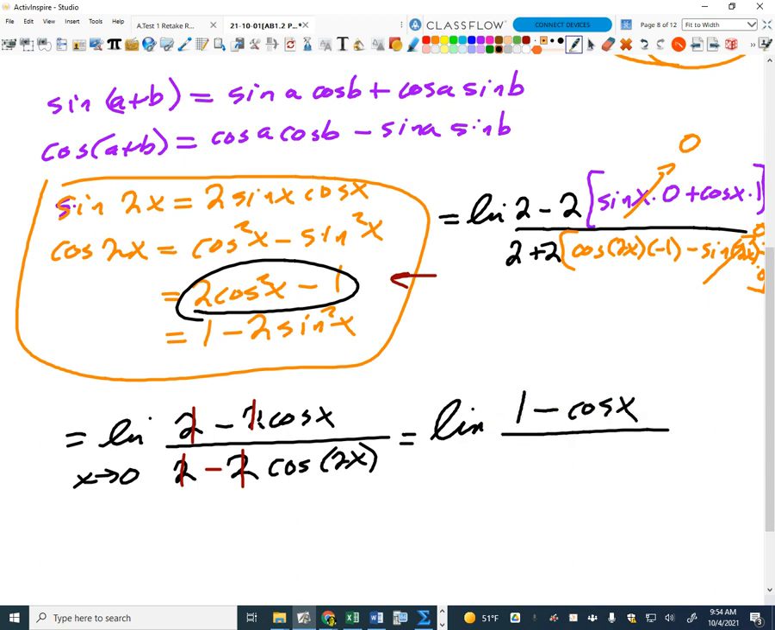We get the limit of 1 minus cosine x over 1 minus cosine 2x as x approaches 0.